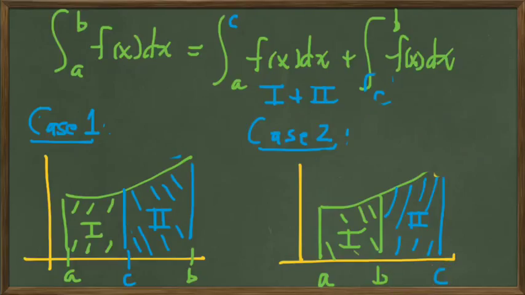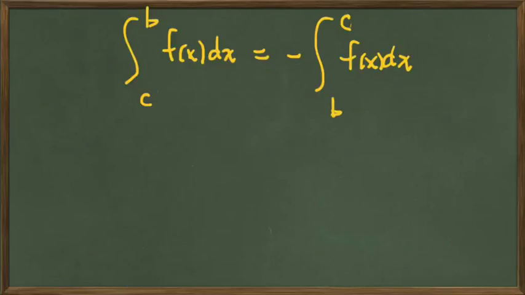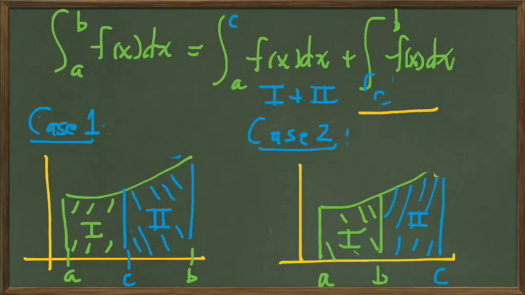So this integral right here from c to b, let's look on the next slide and see that the integral from c to b is the negative of the integral from b to c. So the integral from c to b is the negative of the integral from b to c. And if we look back at our picture, we have b to c, and so what that tells us is that this second integral from c to b is the negative of the area of region 2.